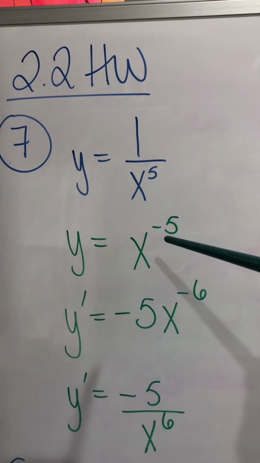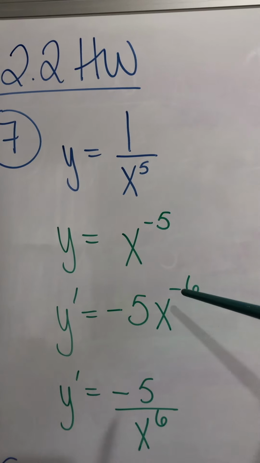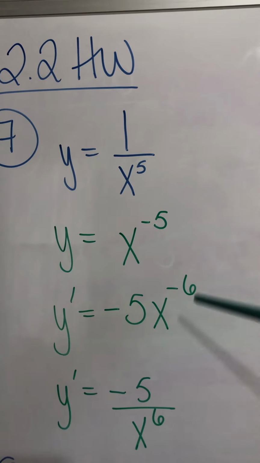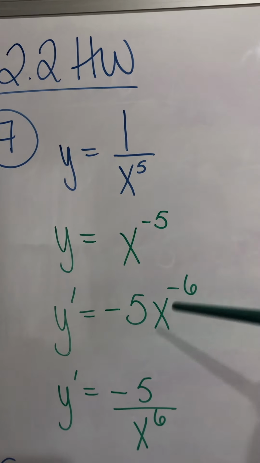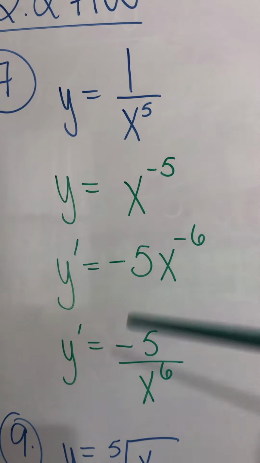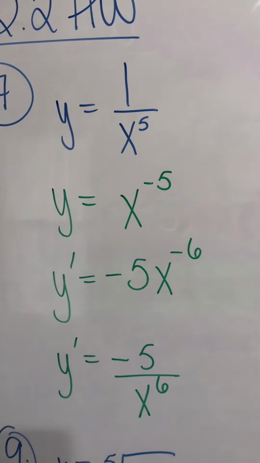So then to take the derivative of that, you make the negative 5 go to the front, and then subtract 1 from this, so that becomes negative 6. So you can leave it like this, or if you want to rewrite it, you can move this back down to the bottom, and it becomes positive, so it becomes negative 5 over x to the 6. Okay, you might see both versions on the AP exam, but they're both the same thing.